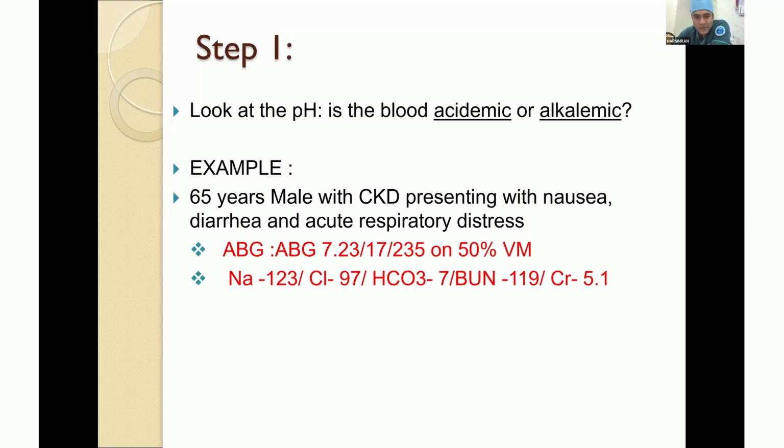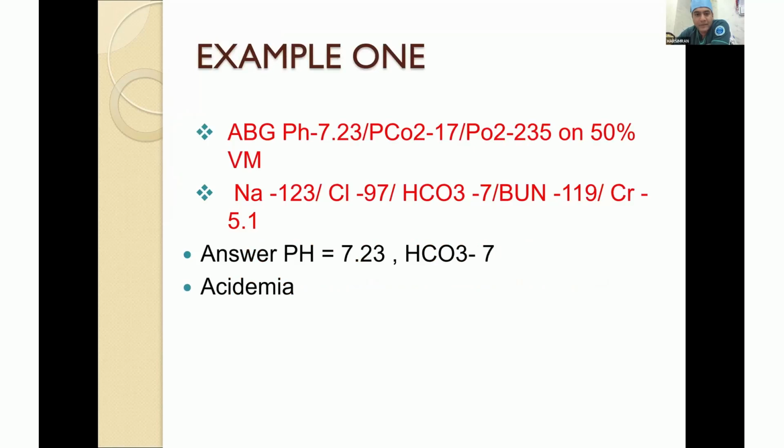The ABG shows these values: pH of 7.23, PCO2 of 17, PaO2 of 235 on 50% Venturi mask. The other values are sodium 123, chloride 97, bicarbonate 7.1, blood urea nitrogen 119, and creatinine 5.1. So what do we see first? Step 1: is the patient in acidemia or alkalemia? pH of 7.23, so the patient is in acidemia.